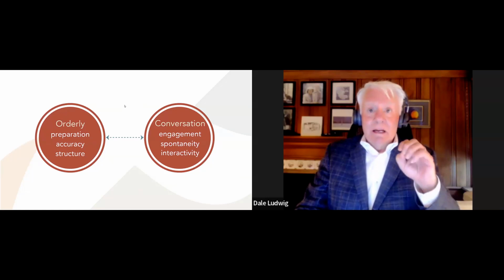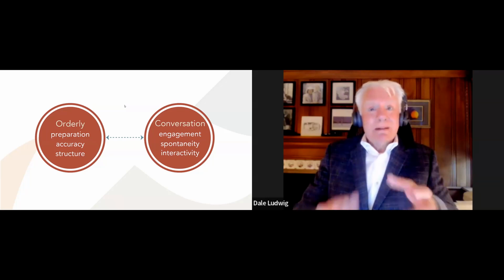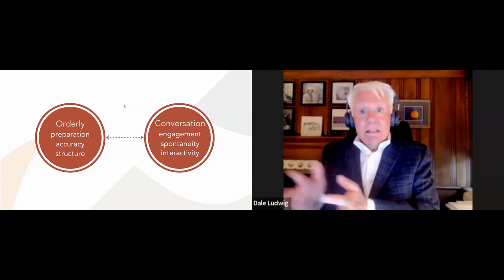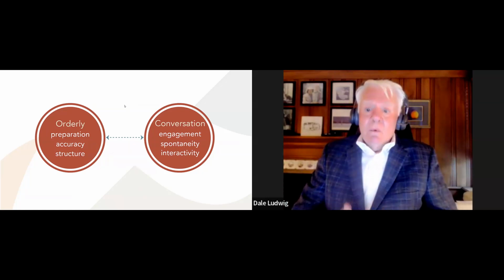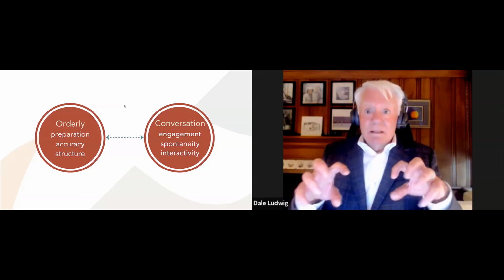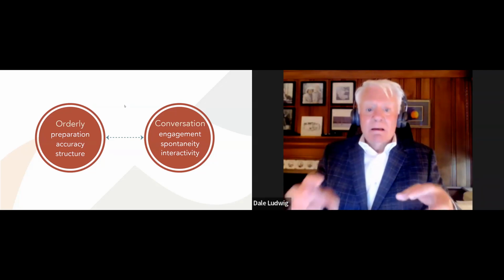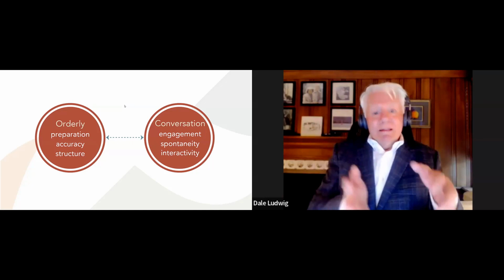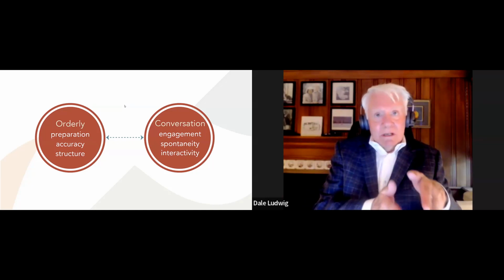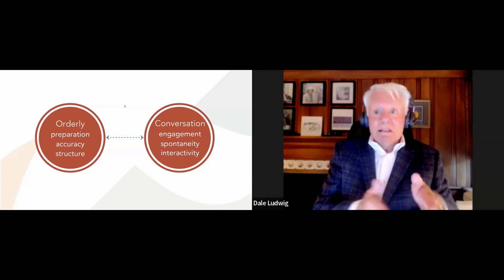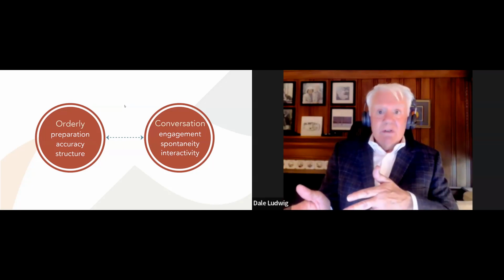One, on the orderly side, they are about preparation, accuracy, structure. All of those things are important. But on the other hand, as the interaction takes place, it has to be a conversation, which means engagement is important, spontaneity, interactivity. For a subject matter expert, the tension between these two processes is stronger than it is for someone who's not a subject matter expert, because your brains tend to focus on the accuracy and the preparation process more than they focus on the conversation.